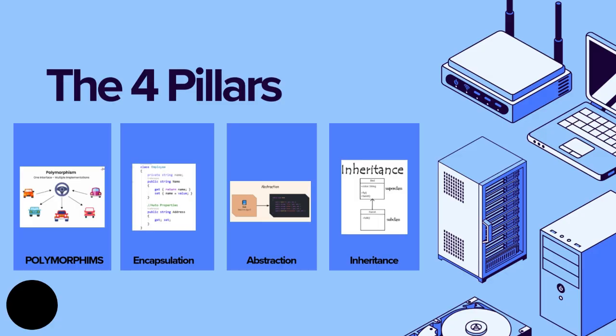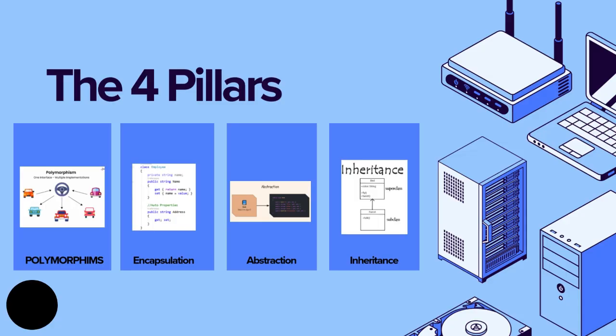The first is encapsulation. This essentially means that you can bundle data and functions together so they're kept safe inside an object. The second is abstraction. This will hide unnecessary details and only show what's important.